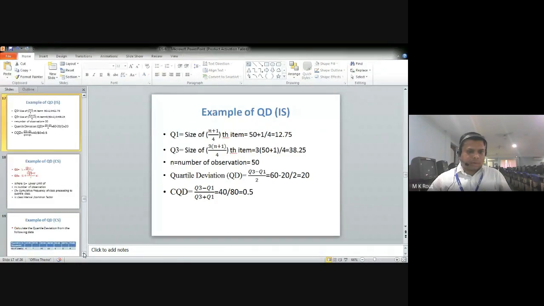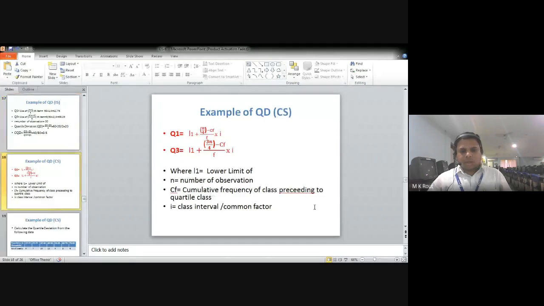In case of your continuous series, just note down the formula. It is a little bit changed as compared with your individual and discrete series. Here the formula for Q1 equals L1, that is the lower limit, plus n by 4 minus cumulative frequency of class preceding the quartile class, the whole divided by frequency into i. i stands for your class interval or common factor. Similarly, in case of Q3, that is L1 plus 3n divided by 4 minus CF, whole divided by f into i.